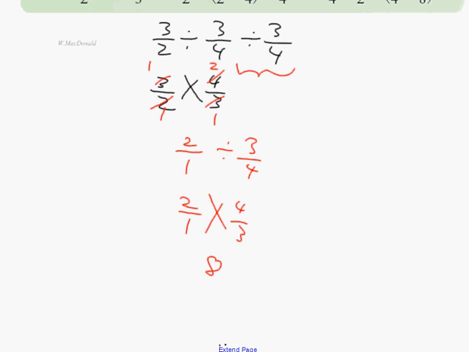Multiply your numerators, you get 8. Multiply your denominators, you get 3. 8 thirds is really 2, which would be 6 thirds, and 2 thirds left over.